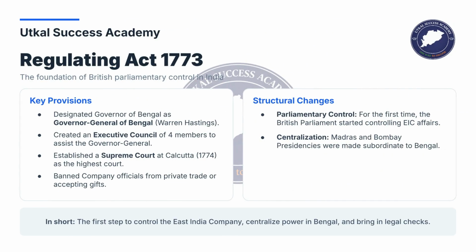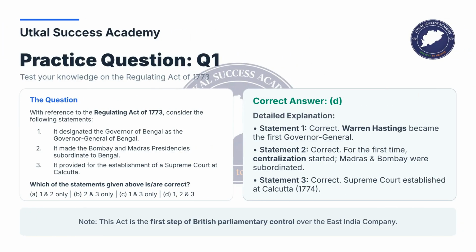The Regulating Act of 1773 laid the foundation for British parliamentary control. Key provisions included designating the Governor-General of Bengal, creating an executive council, and establishing a Supreme Court in Calcutta. The act initiated centralization and parliamentary control over the East India Company. Now a practice question on the Regulating Act of 1773.